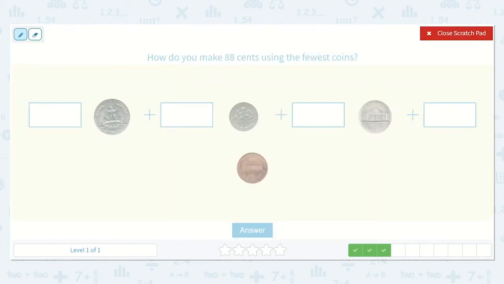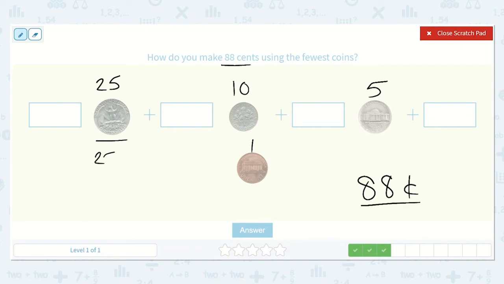Next, they ask, how do you make 88 cents using the fewest coins? So we're going to try and make 88 cents. Well, I remember quarters are worth 25, dimes are worth 10, nickels are worth 5, and pennies are worth 1. Let's count by 25s, since this number is greater than 25. 25, 50, 75. I know the fourth one would be 100, and that would be too much. So I'll stop at 75. So we can use 3 quarters. 3 quarters would leave us with 75 cents.